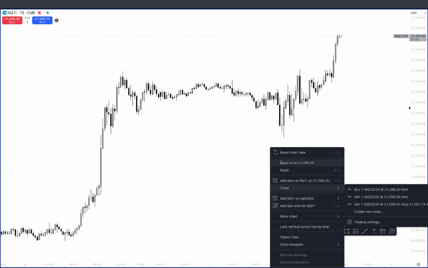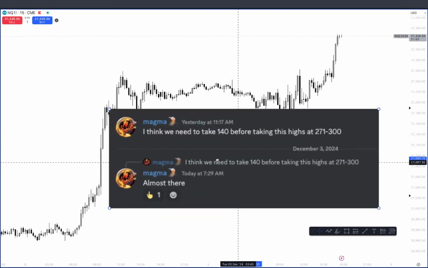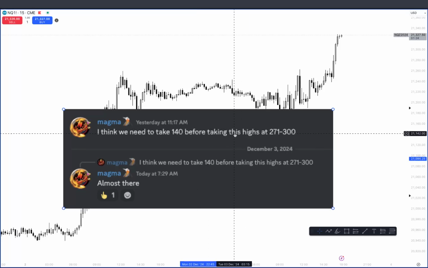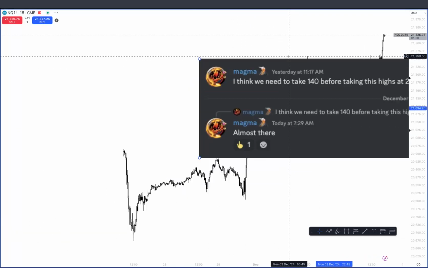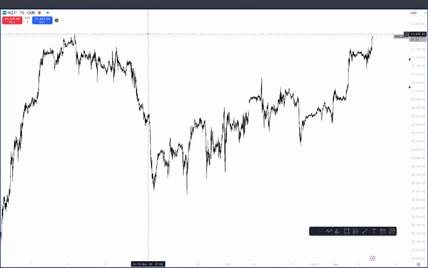Okay. Paste. Yes. So, this was yesterday, 11:17, which is 1:17 p.m. Eastern, because I'm on Mountain Time. So I think we need to take 140 before taking these highs at 271 to 300. I was just kind of eyeballing the highs, but obviously the highs go all the way up to 340, it looks like.